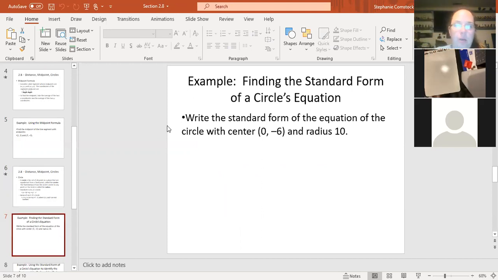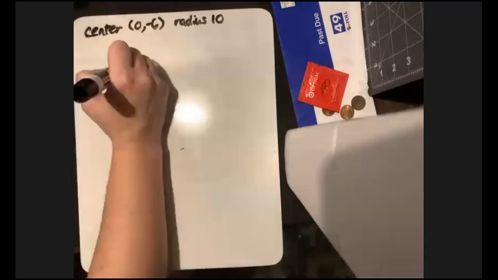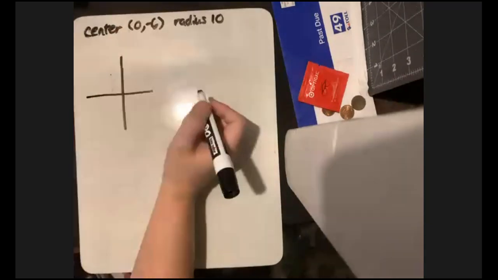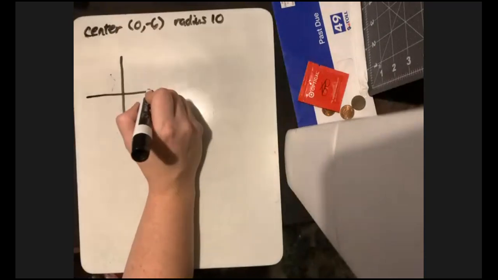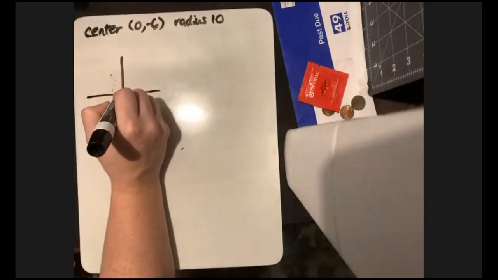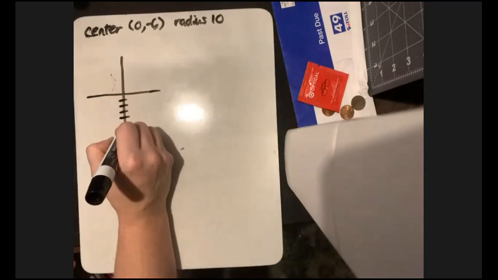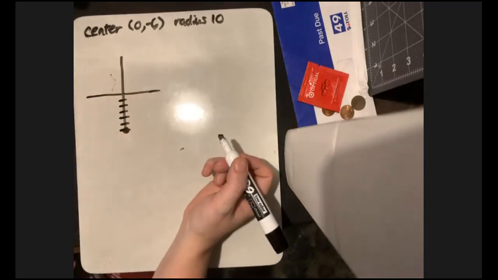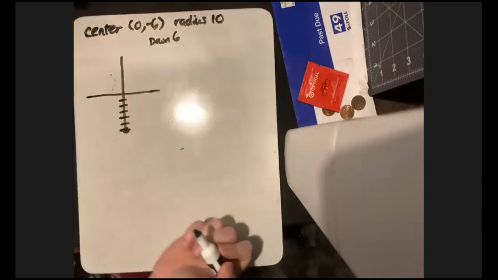Okay, so I'm going to switch over here. First thing I always like to do is get myself a little grid space. My center, again, I always start at 0, 0, and I'm going to go down 1, 2, 3, 4, 5, 6. And that's now where my center is. So I know that the whole circle moved down 6.